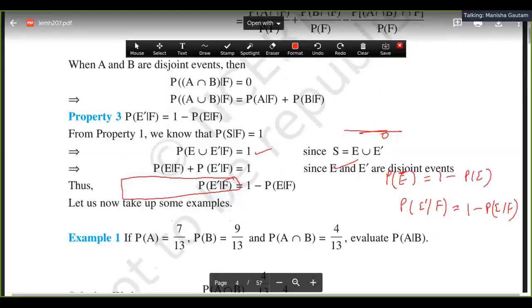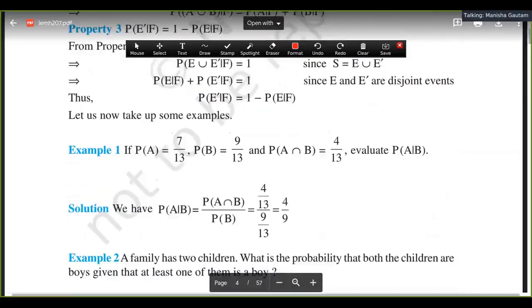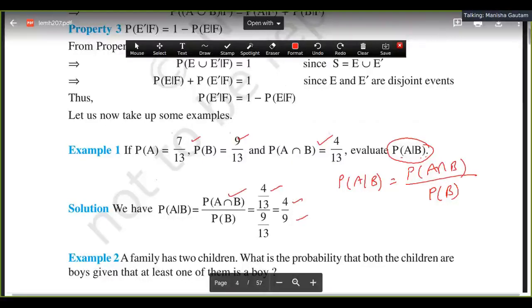Now here are examples. Let's discuss examples of exercise 13.1. Here the probability of A is given, the probability of B is given, and the probability of the intersection of A and B is given. You want probability of A if B happened. First of all, you must know how to write down the formula if it is given to you. It means the intersection part is in the numerator and the probability of the already happened event is in the denominator. Now put the values and you will get 4 upon 9.